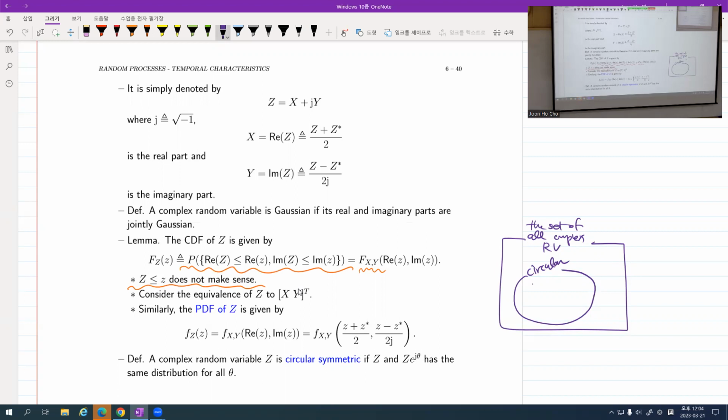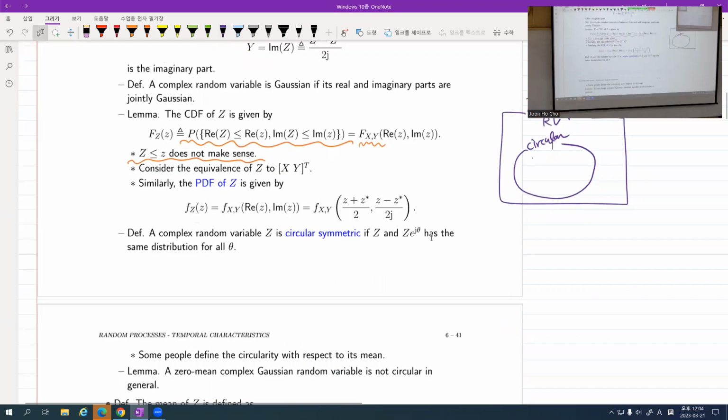What does that mean? They have a rotationally symmetric distribution with respect to the origin. Got it? So on this circle with fixed radius, the density must be the same. Okay? And of course, on this circle, the value of the density may be different from the value of the density evaluated at that point.